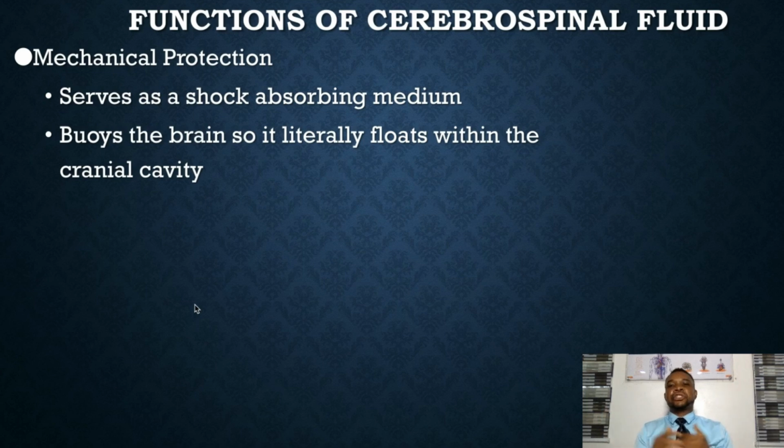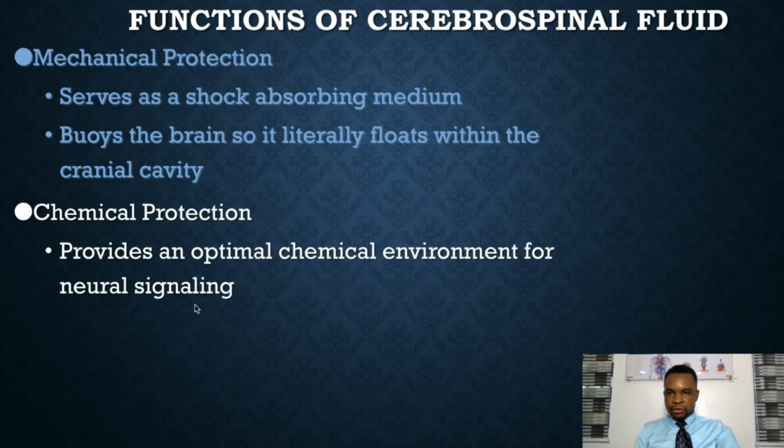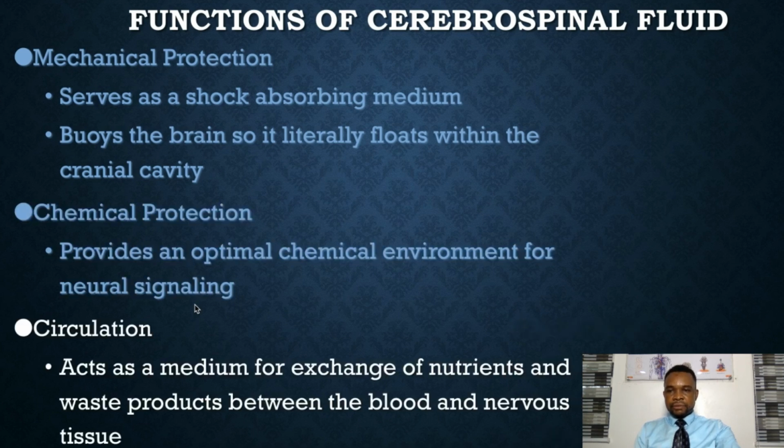I've already mentioned some of the functions of the cerebrospinal fluid, which include a mechanical function. They serve as a shock absorber to help the brain not to be damaged. They act as a chemical protector. They give the brain chemical protection to ensure that the environment for neural signaling is optimized. They also act as a medium for exchange of nutrients and waste between the blood and nervous tissue.